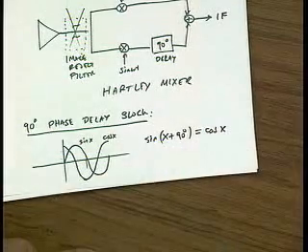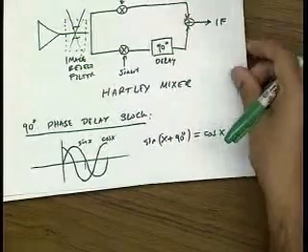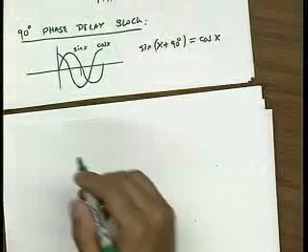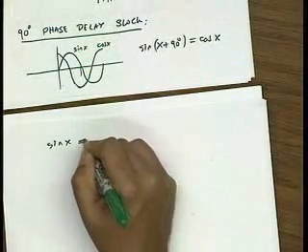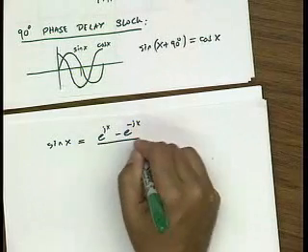Okay? Now this is very obvious, right? But let's see what's going on if we look in the complex plane. So in the complex plane, I can write sine of x as e to the jx minus e to the minus jx divided by 2j.